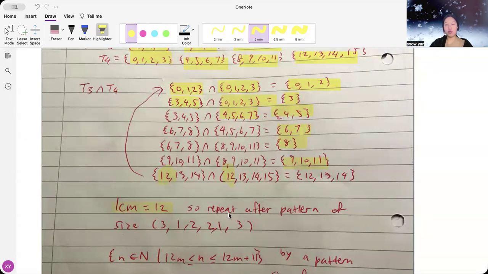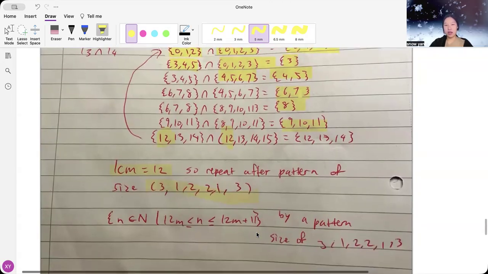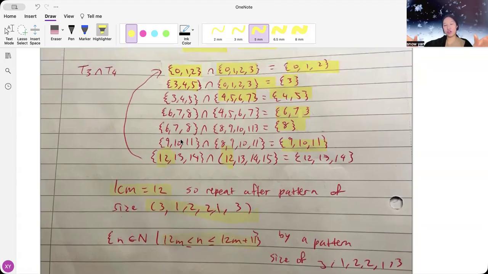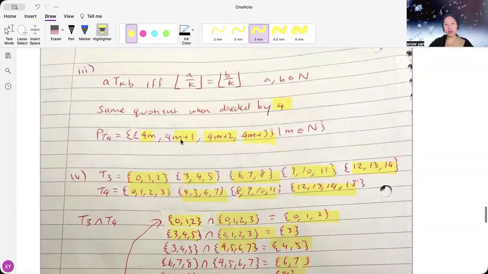So then it would repeat after a pattern with the sizes of the partition as this. And then we can further formally write this as having this range, and from this range we break it down into basically this is one partition. Every 12 elements, we have a partition. And inside this partition, we have the sizes 3, 1, 2, 2, 1, 3 that repeat with this pattern. So that's the idea.